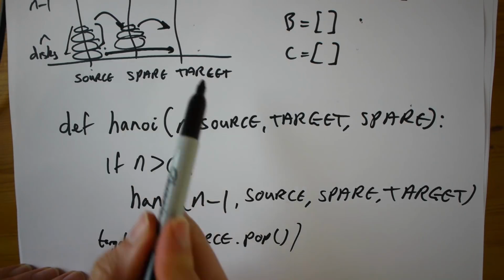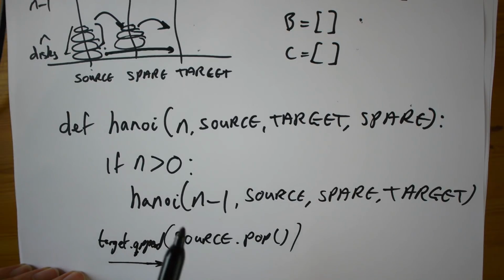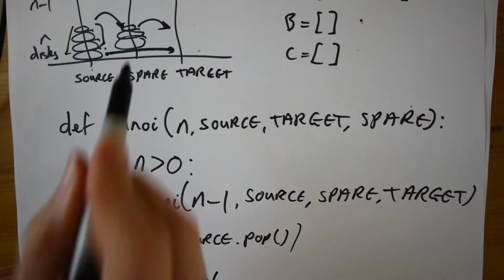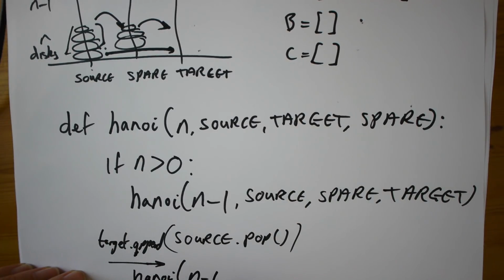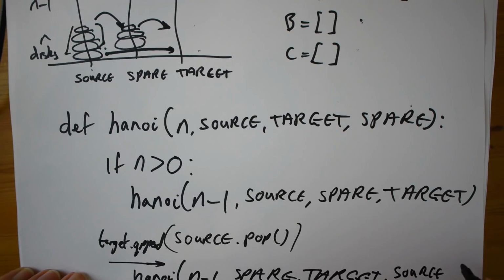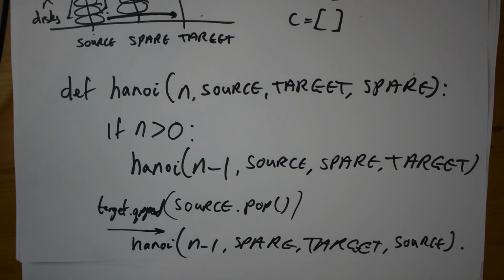So we've now moved this across. We've moved the n-1 disks from the source to the spare. We've now moved the bottom disk from the source to the target. And now we just need to move the n-1 disks that are here. We need to move them from the spare to the target, using the source as the auxiliary. And that's it.